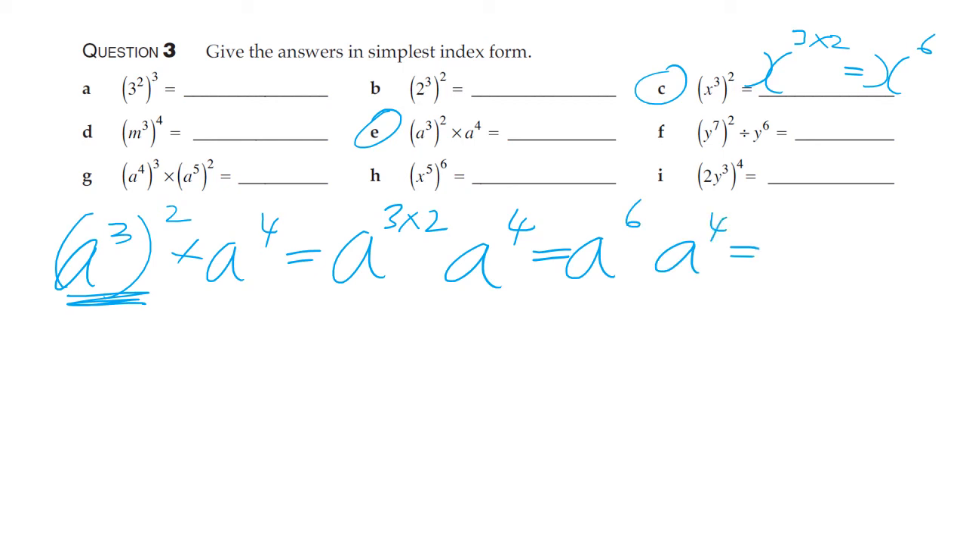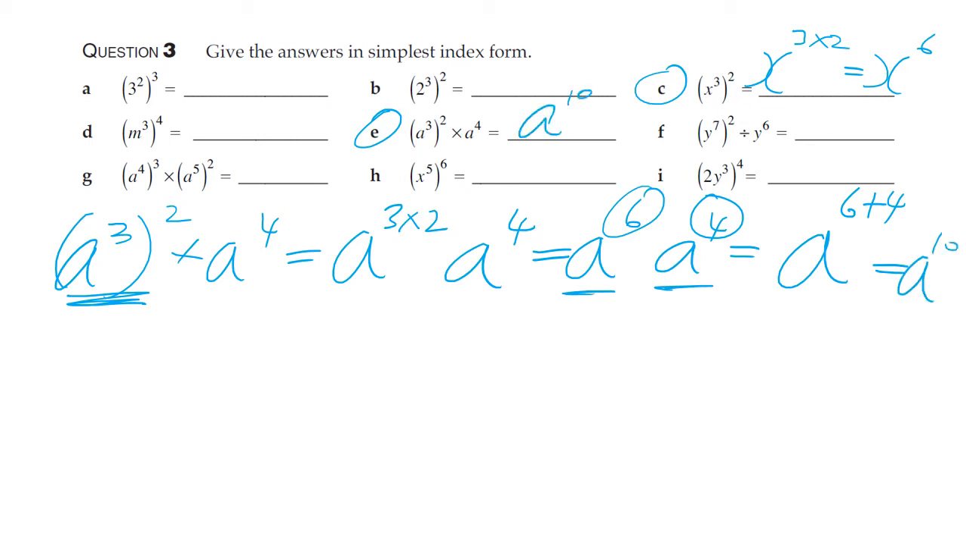Here, some students will get confused. Sometimes they might multiply 6 by 4 and end up with a to the power of 24. That's not correct. Because if we are multiplying these two terms together, we are just adding the powers. First index law. 6 plus 4 equals a to the power of 10. So your answer would be a to the power of 10.